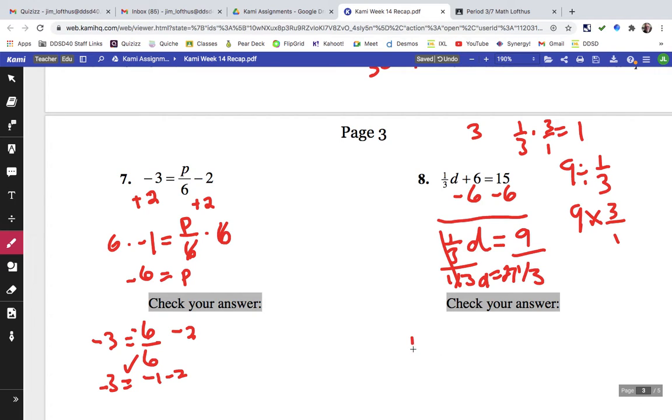So we'll check that. 1/3 of 27 plus 6 should equal 15. 1/3 of 27 is 9. 9 plus 6 equals 15. So that checks out.